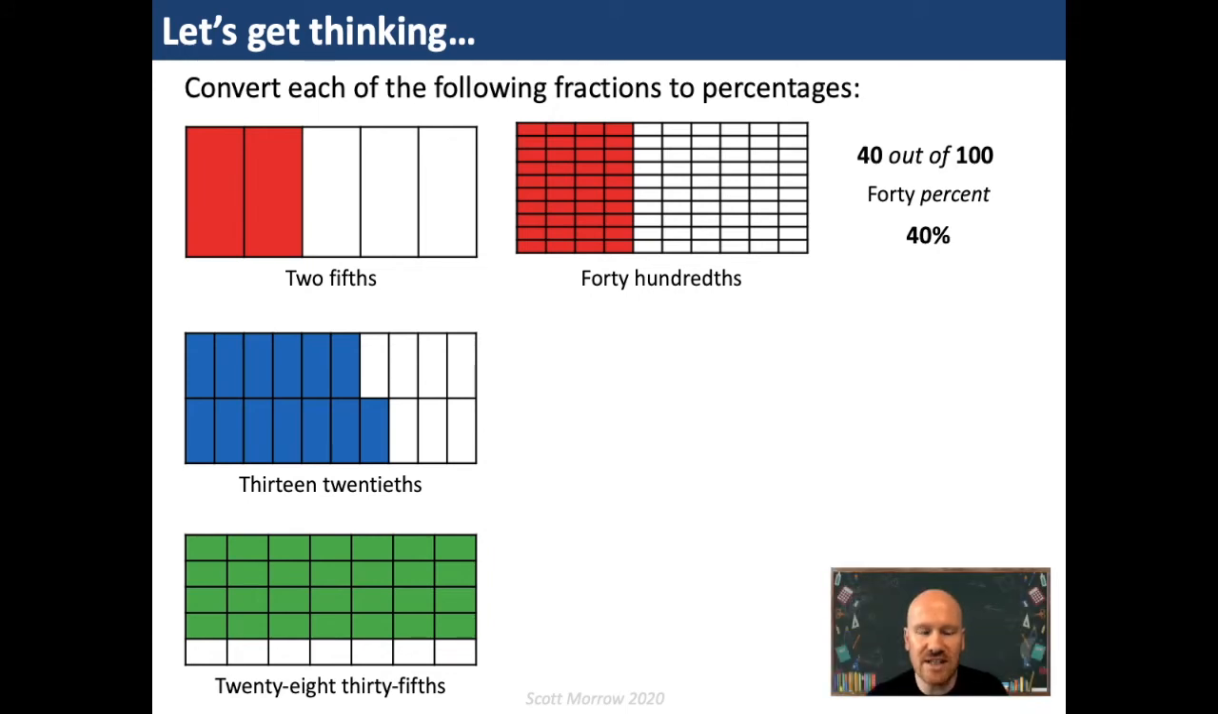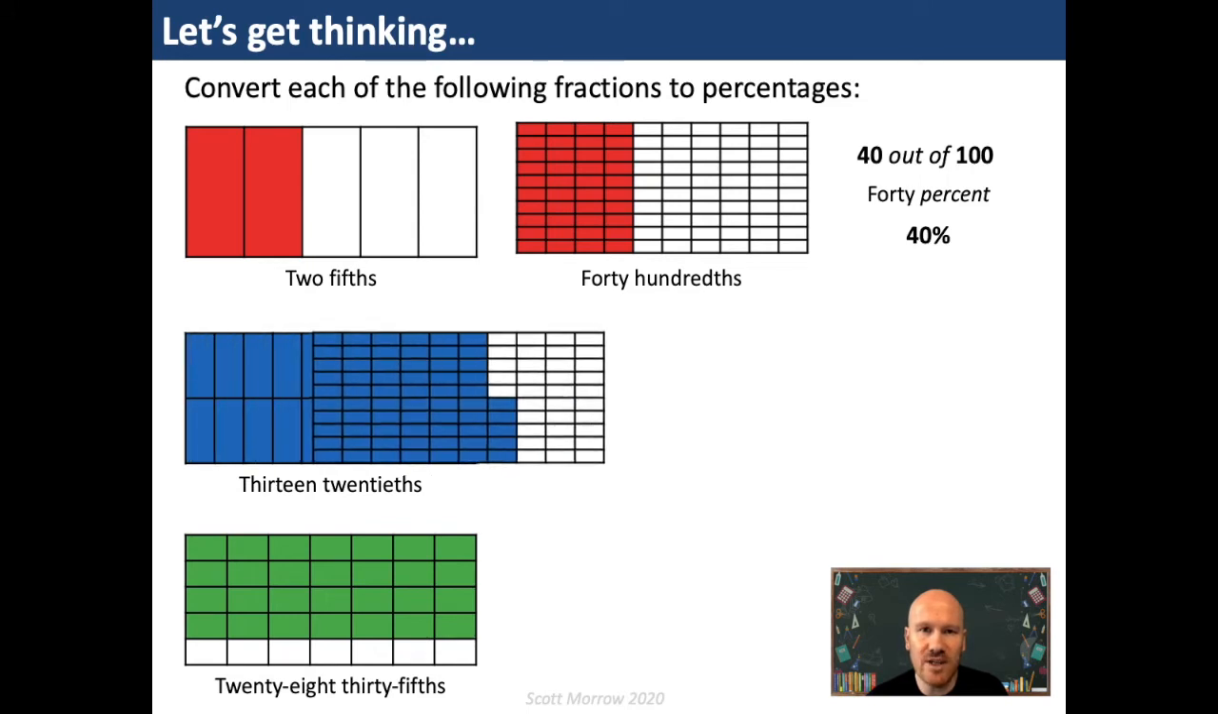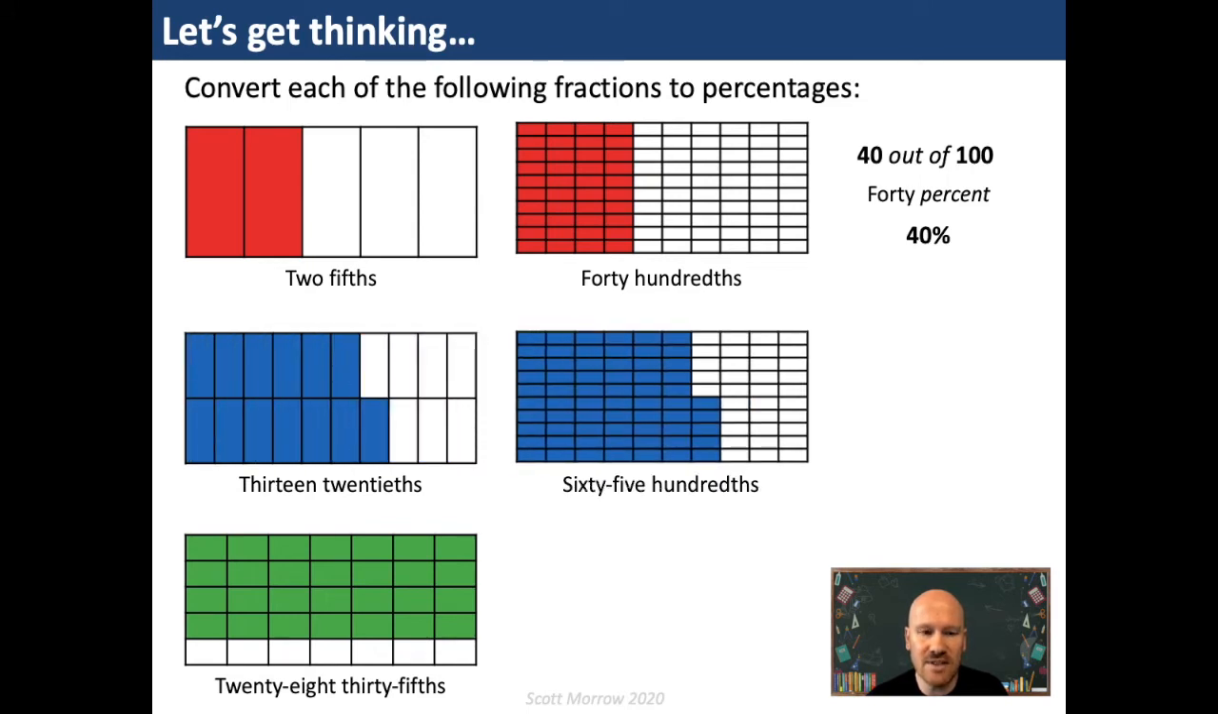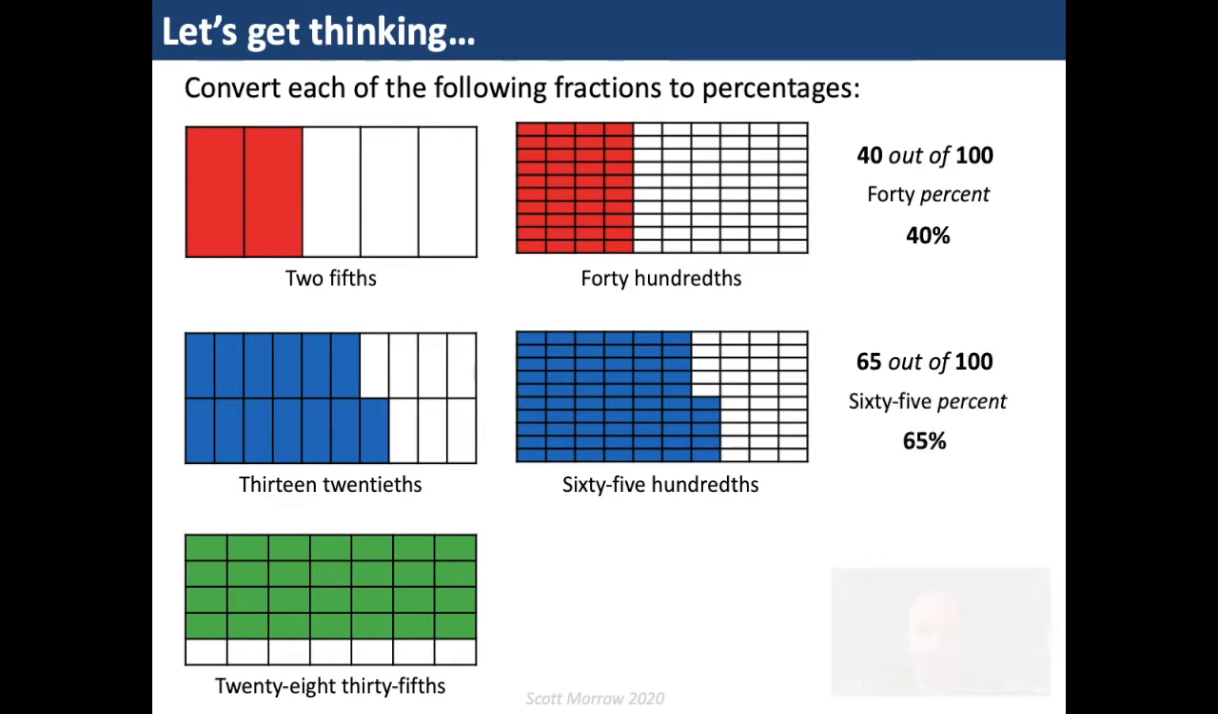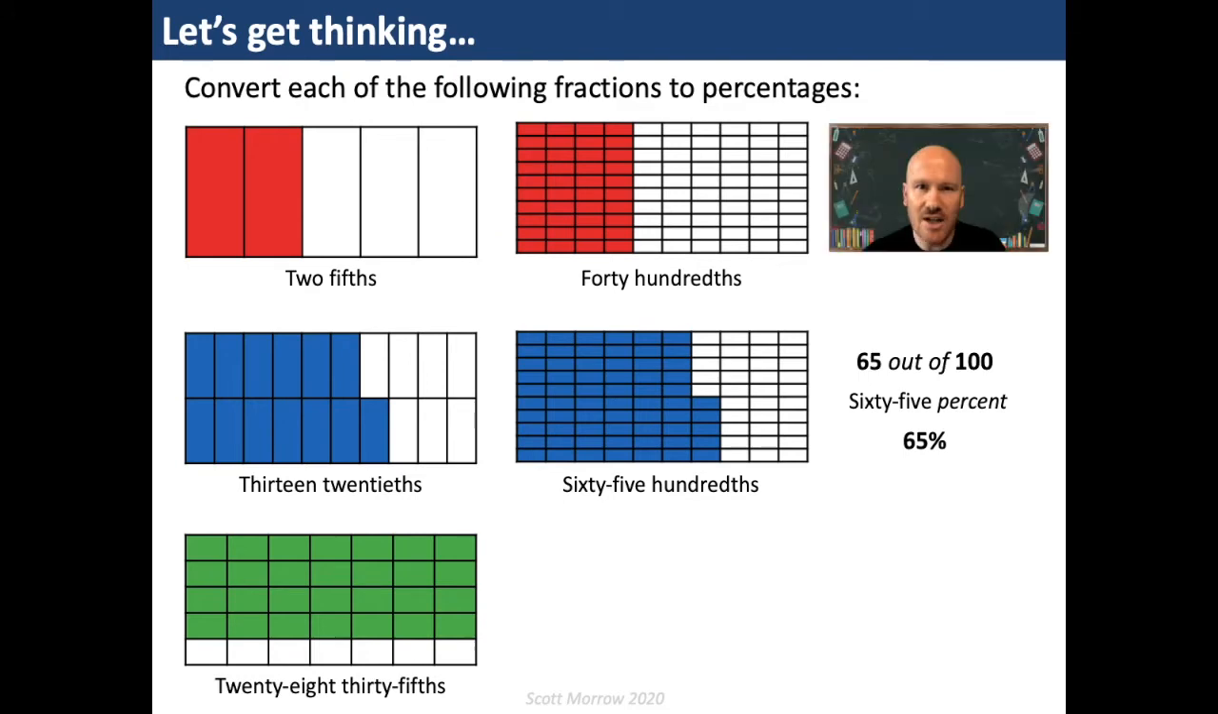Next, we've got 13/20. Again, we're going to have to convert this into hundredths before we can express it as a percentage. Each of those 20ths can be split into 5 parts. Now that we've done that, we can see that 65 of those hundredths is the same as 13/20, and we know that 65 hundredths means 65 out of 100, so we can now express that as a percentage, which is 65%.